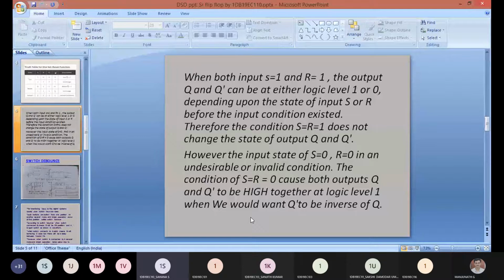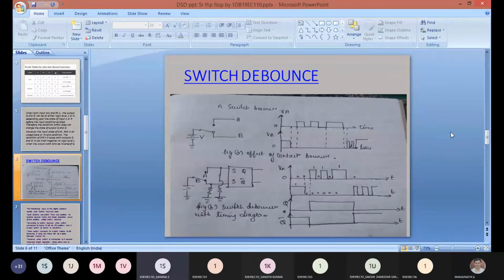Next, sir. This is the circuit of the switch debouncer, where A and B are the switch, and the waveform is against VA, VB with respect to time. And figure B is the switch debouncer with timing diagram.